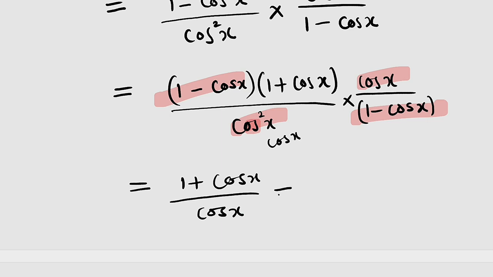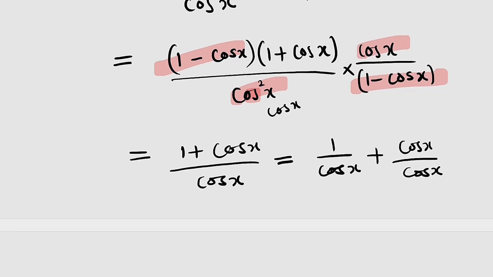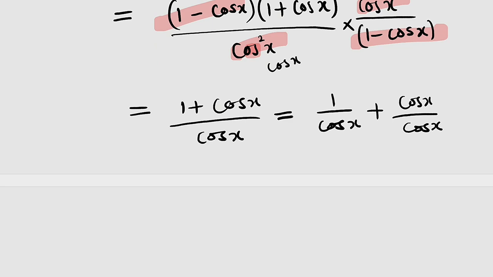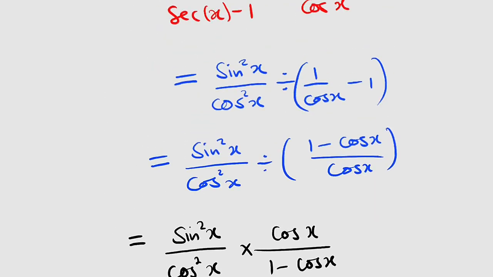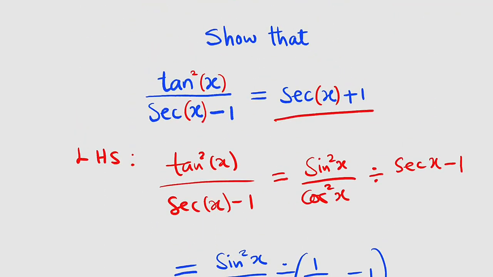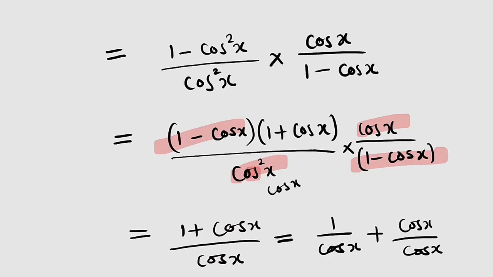And we can split this fraction as 1 divided by cos x plus cos x divided by cos x. If you further break this down, 1 divided by cos x is secant x. So this becomes secant x, then plus cos x divided by cos x is 1. And you can see this is exactly the same thing as the right hand side of that expression, which is secant x plus 1, and hence proved.